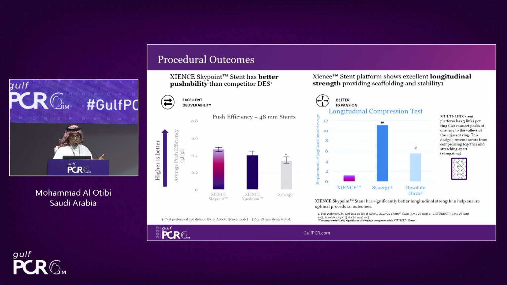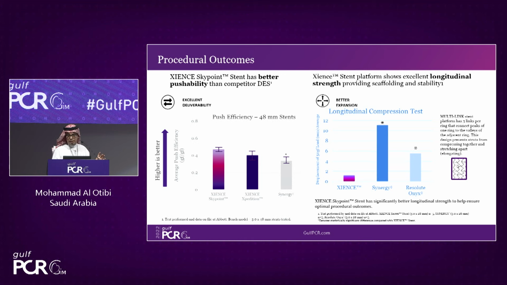Again, back to the procedural outcome, the Sky Point, which was used in this beautiful live case, has better pushability than the competitor stent. And by pushability, we mean that we are generally interested in the longitudinal compression syndrome, particularly when you deal with ostial diseases, but from the side also. It should be resistant to pressure from the side. And we know that the Zion's stent uses the multi-link vision stent, which has a platform with 3 links per ring.